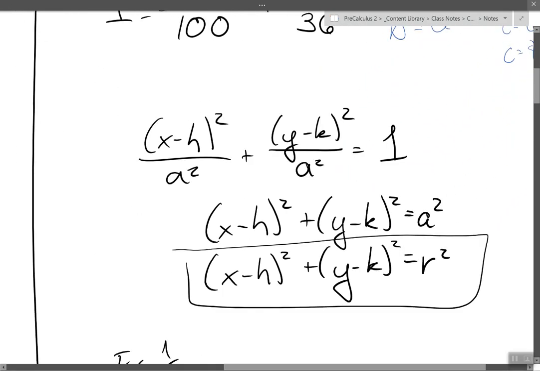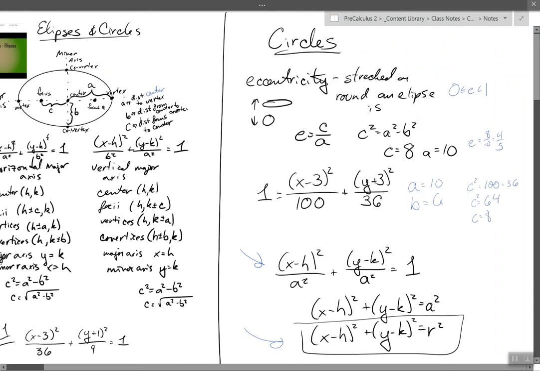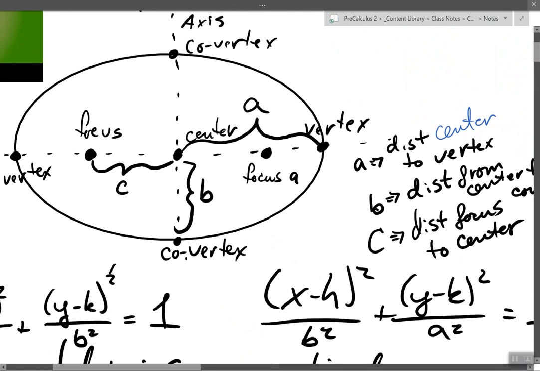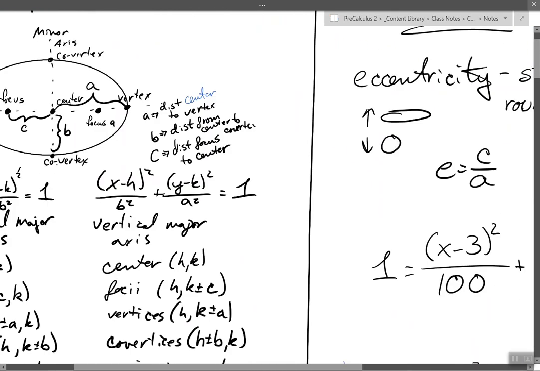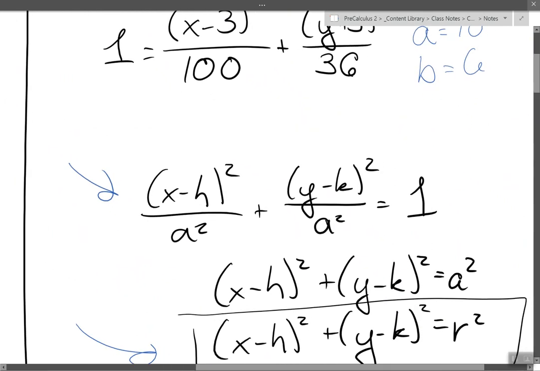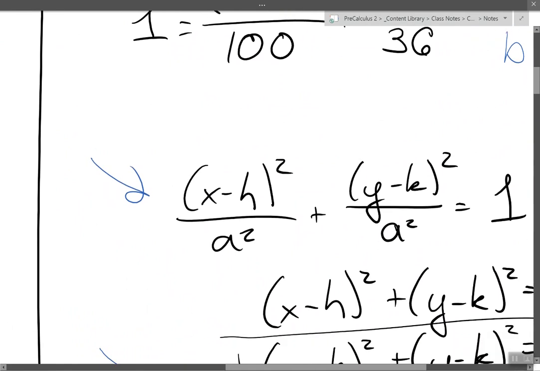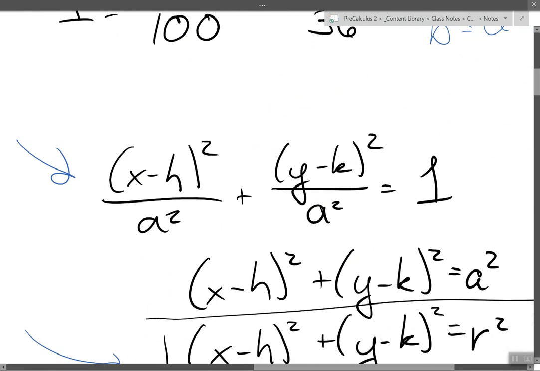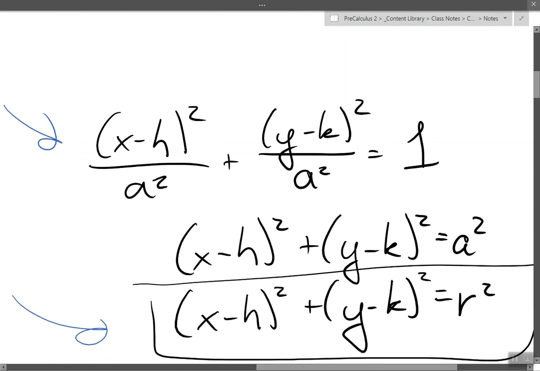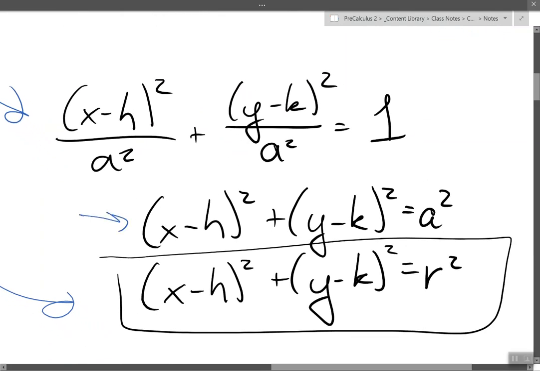Speaking of, here is the process of taking an ellipse equation and getting to the circle equation. It's a very easy process. What happens when we have an ellipse that has the same distance from center to vertex and center to co-vertex? When A and B are the same value, we can rewrite the equation as x quantity squared over a squared and the y quantity squared over a squared as well. So they are both over a squared. Then we can multiply both sides by a squared, and we get this equation.